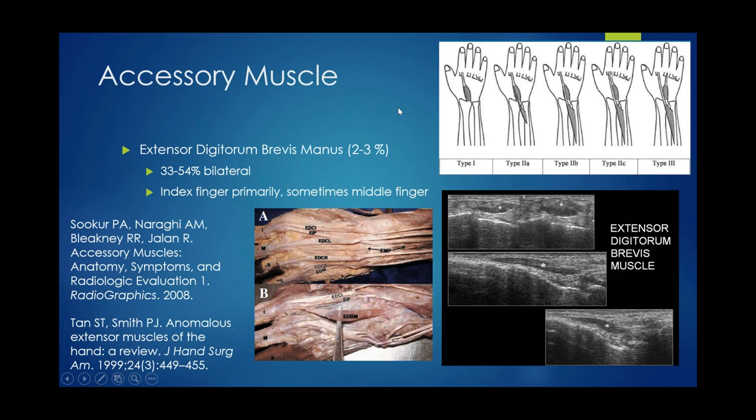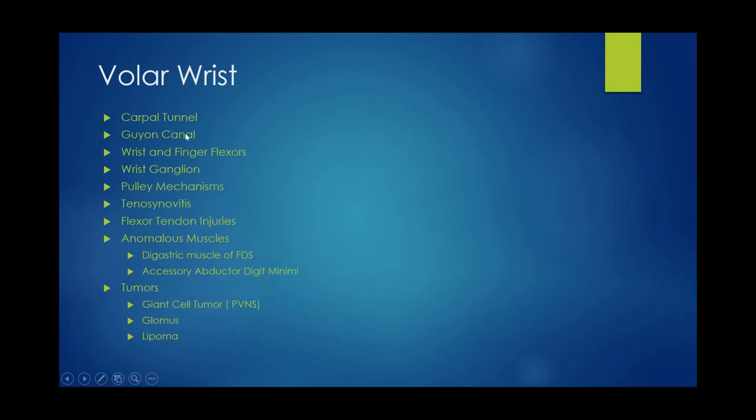Moving on to the volar wrist, we'll look at the carpal tunnel, Guyon's canal, the wrist and finger flexors, talk about wrist ganglions, move on down to the fingers and talk about pulleys. There'll be a section on differentiating different types of tenosynovitis injuries, flexor tendon injuries, and then again wrapping up with some anomalous muscles and potential tumors around the hand.